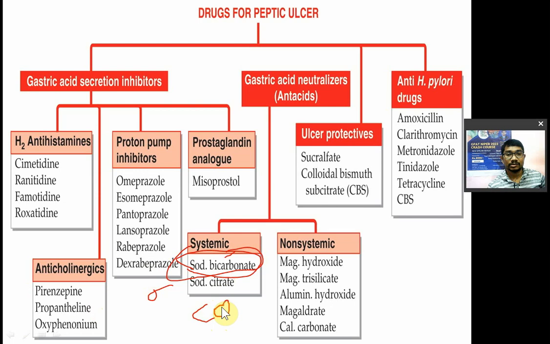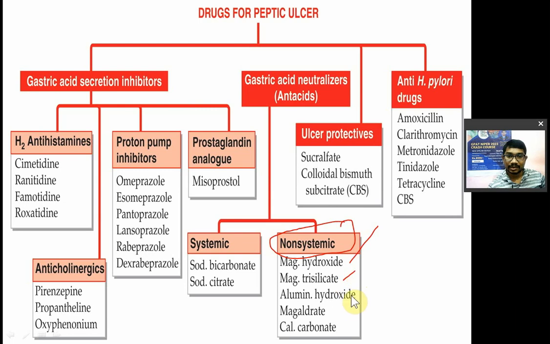So increased carbon dioxide in your GIT will increase discomfort and flatulence. So discomfort and flatulence are its adverse effects. Again, non-systemic antacids. In that you have these drugs. Why are they known as non-systemic? Because they are not absorbed in the systemic circulation.